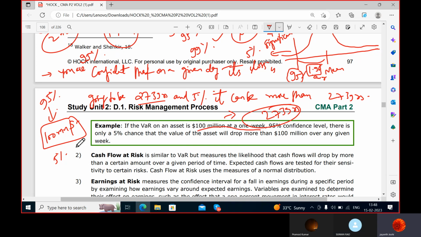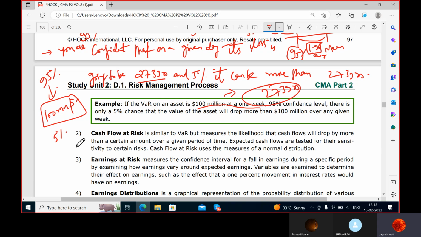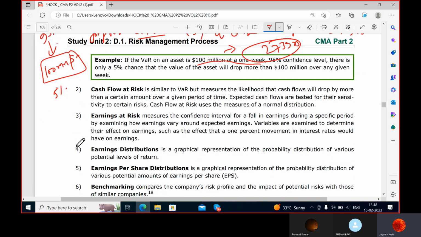That's right. The asset value will fall by 100 million, they are 95% confident, and they're not worried about that, because they're well prepared for it. But for the 5%, they're worried that it can be more than that, and that is a serious matter for them. So this is one of the ways to quantify the risk.